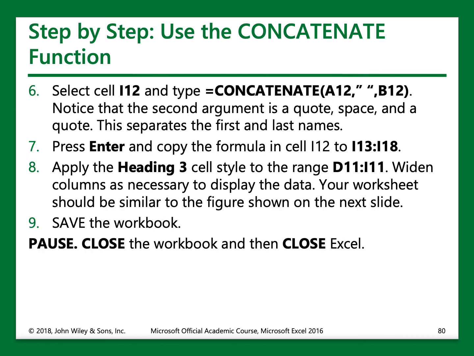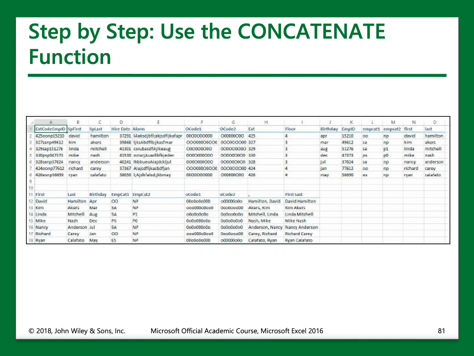Now here's an example that I was talking about as well. Select I12 and type equals CONCATENATE A12, comma, quotation marks with a space, comma, B12. This has the first name in A, the second name in B, but it puts a space between them. Hit enter and then drag that down. It should look something like this.